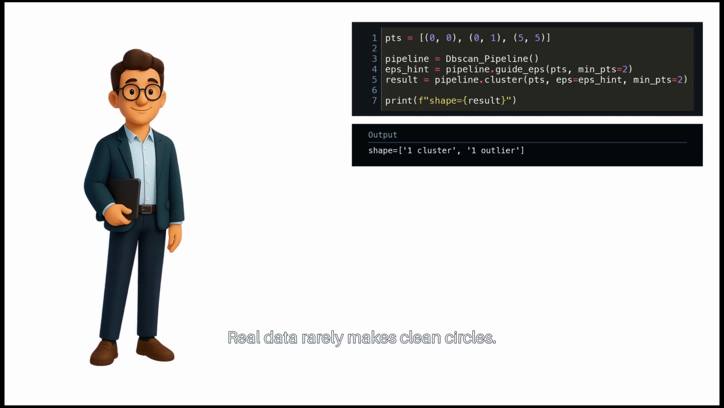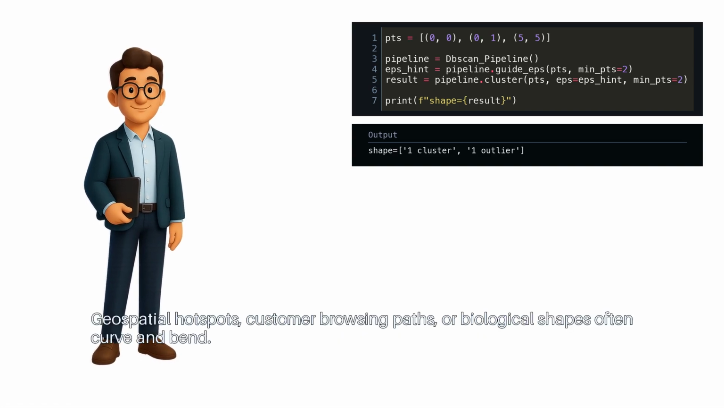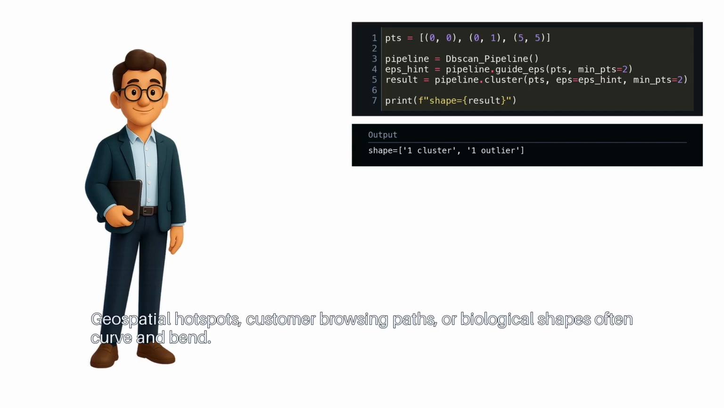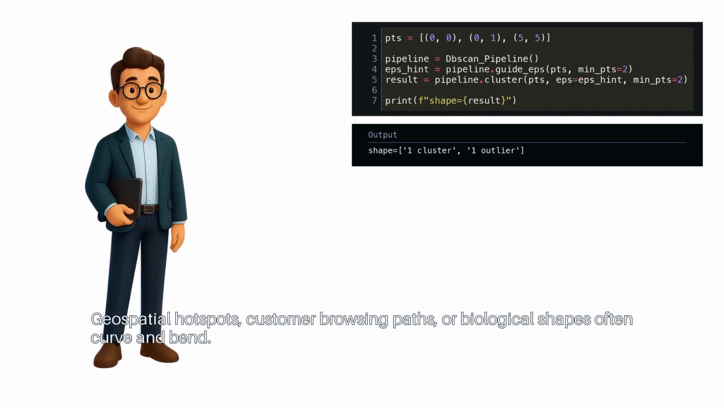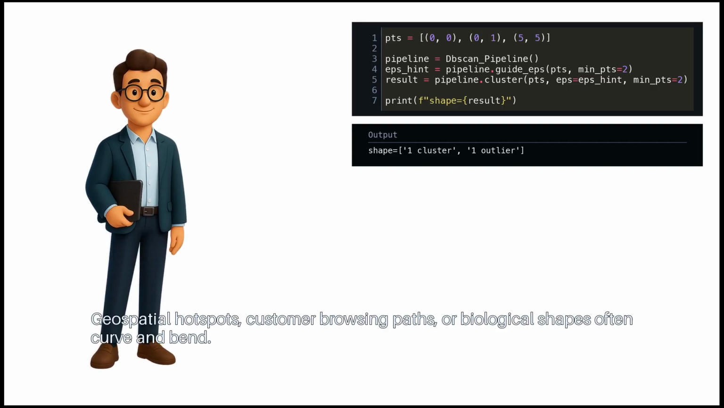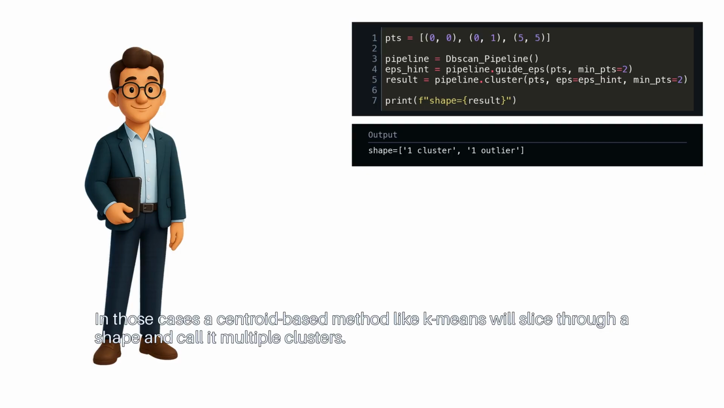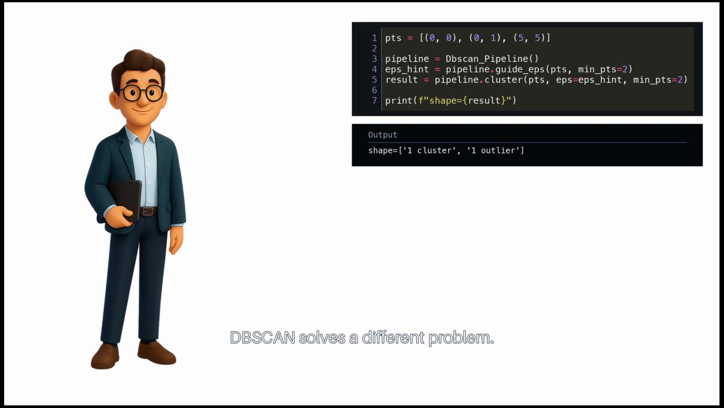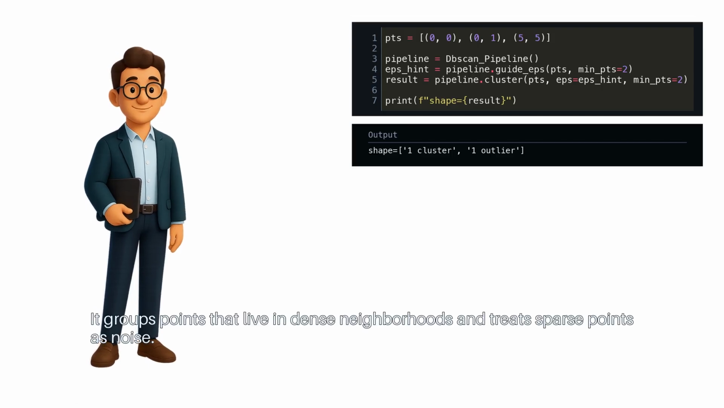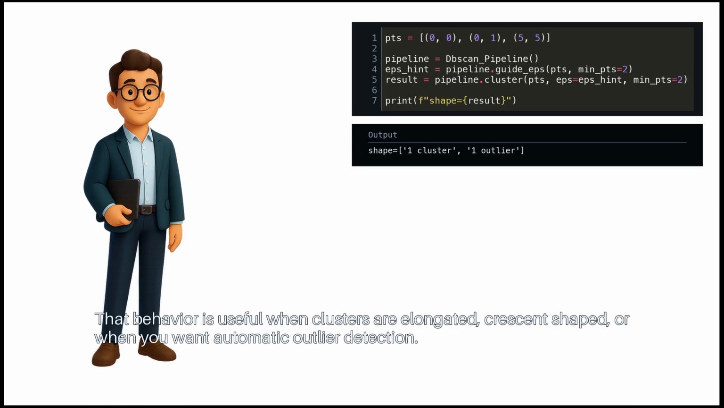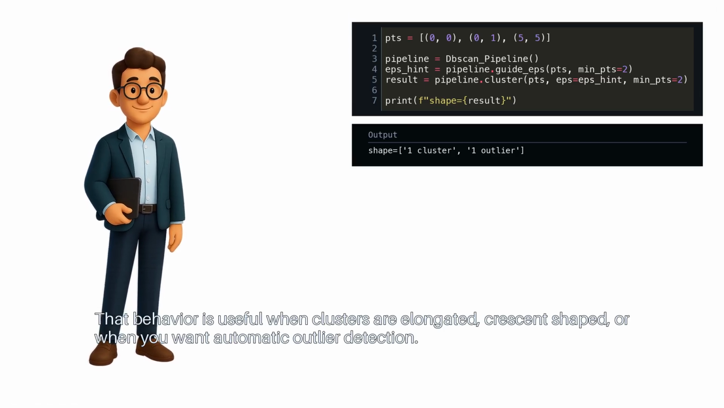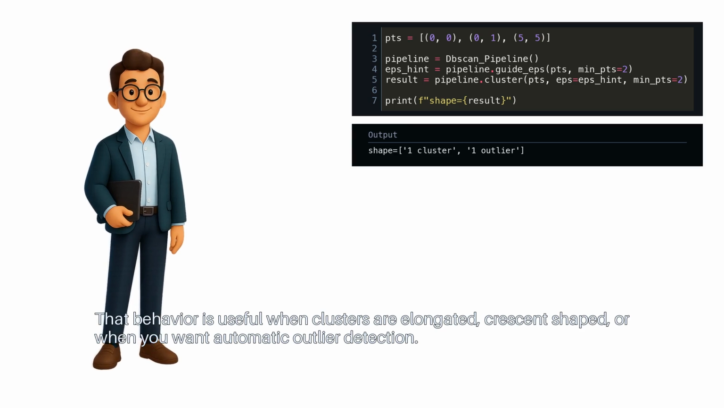Real data rarely makes clean circles. Geospatial hotspots, customer browsing paths, or biological shapes often curve and bend. In those cases, a centroid-based method like KMeans will slice through a shape and call it multiple clusters. DBSCAN solves a different problem. It groups points that live in dense neighborhoods and treats sparse points as noise.